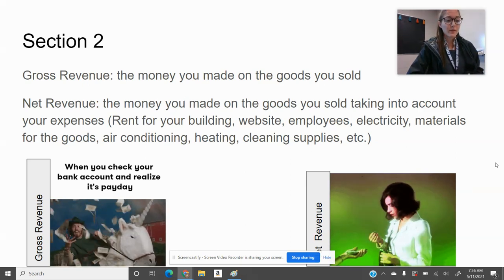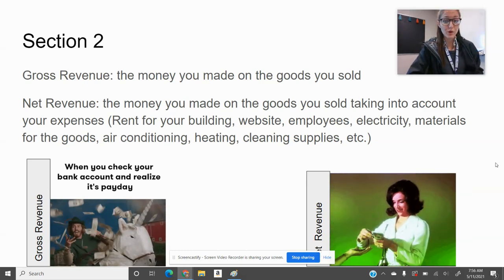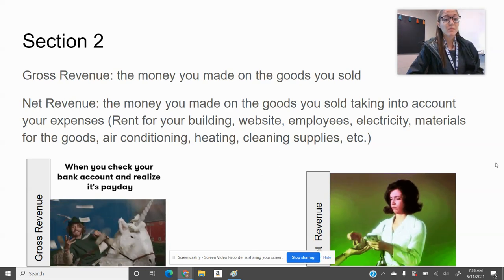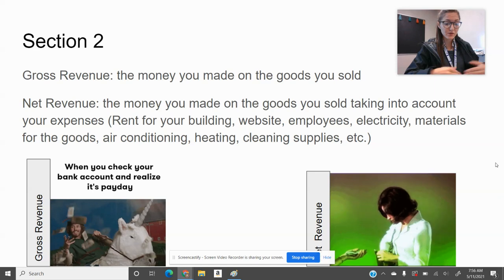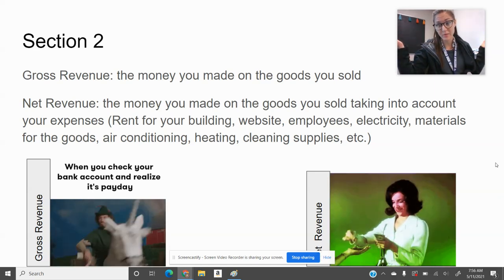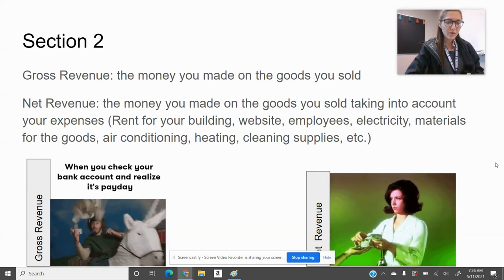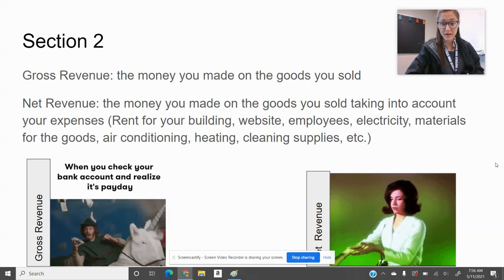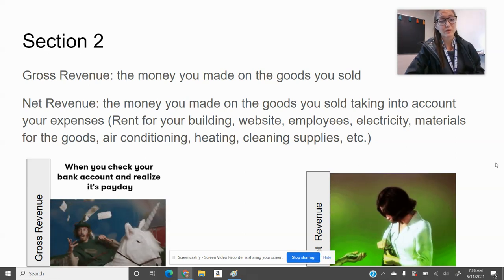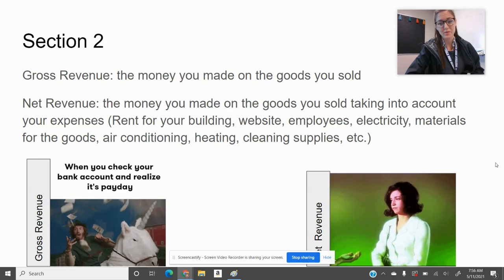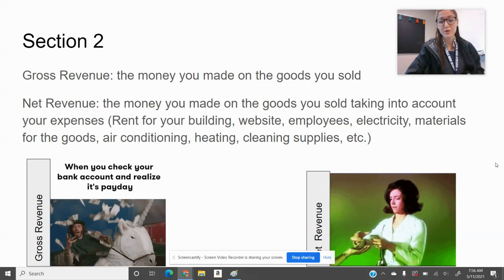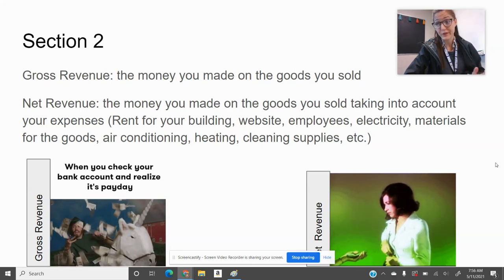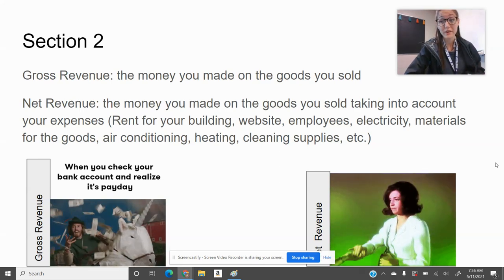So when you have a business and you're calculating your gross revenue, that's just the money you made on the goods that you sold, like taking the amount of things that you sold times the price to figure out how much you made. Your net revenue is the money that you made after taking into account your expenses. Those expenses could be rent for the building that you have for your store, your website for your store, your employees, paying the electricity to run the building, materials for the goods, and so on and so forth.